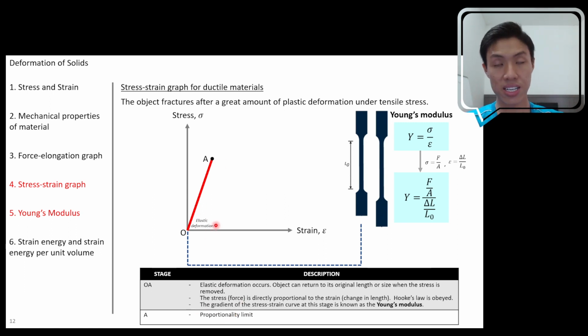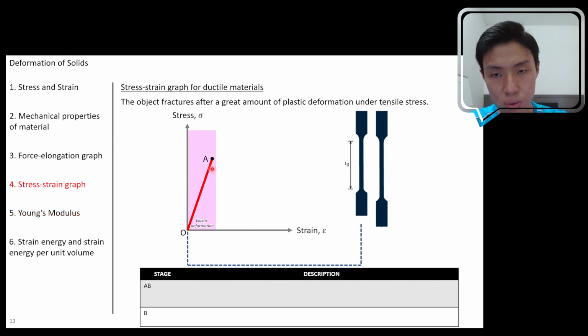So here it's still elastic deformation, but at this stage the stress and strain for this elastic deformation is still proportional. Okay, so now let's continue. You are still in the elastic deformation region, but as you can notice, the end of the elastic deformation is not the same as point A. So there's a bit more journey to go until you reach the end of elastic deformation.